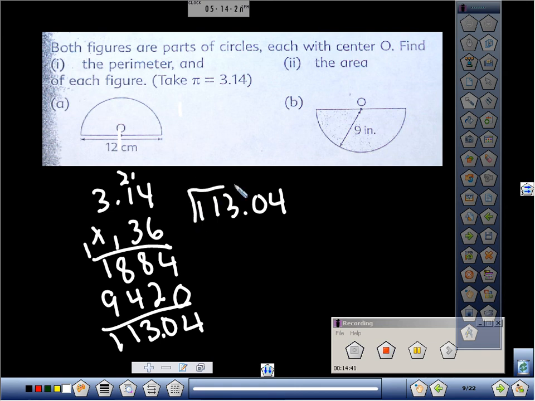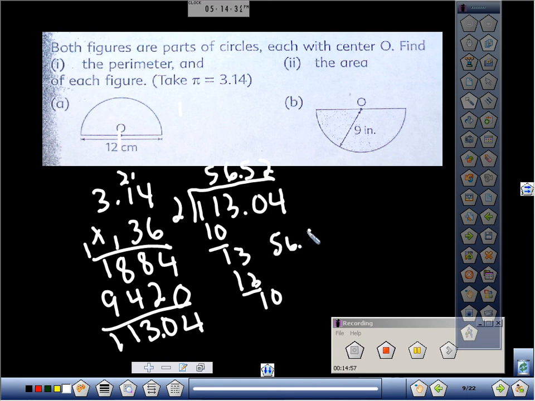But now we got to divide that by 2 because that's a semicircle. 5 times is 10. And 6 times is 12. 5 times, and then 2 times. So 56 and 52 hundredths. That would be the area. 56 and 52 hundredths.